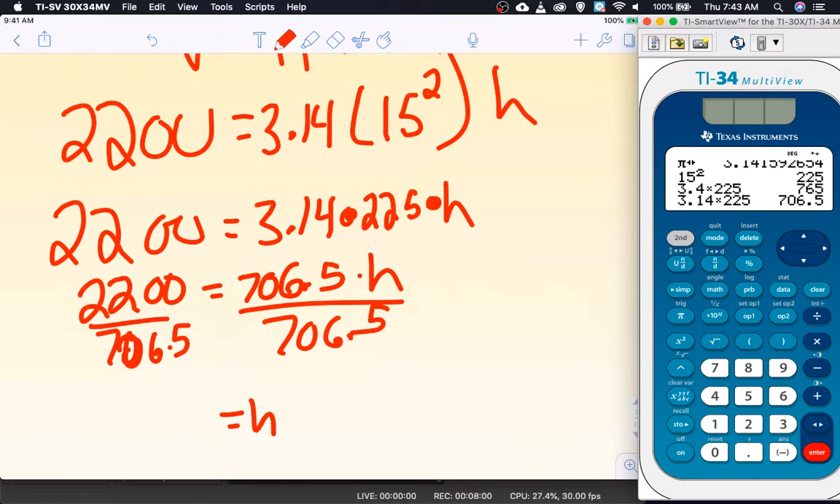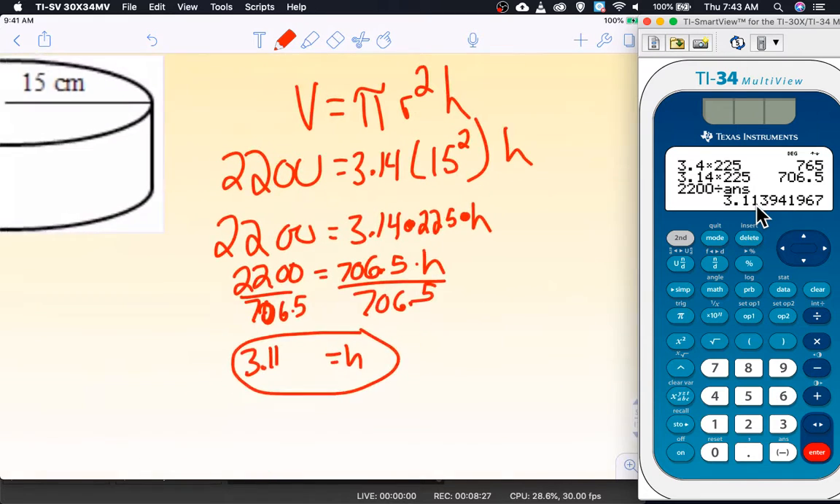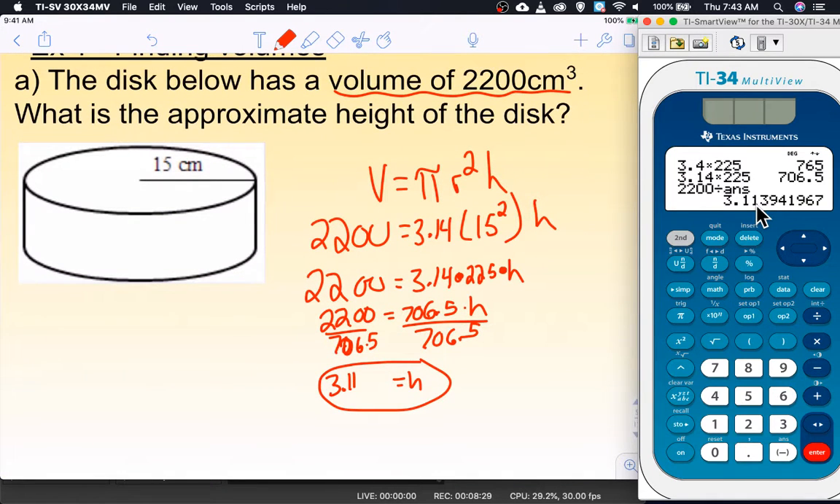And h equals 2200 divided by, instead of having to type this whole thing in, I can just hit second answer. And we got 3.11. I am still rounding to my nearest hundredths, so I rounded to here. This was a 4 or less. My 1 stays the same. So my answer is the height is approximately 3.11 centimeters.